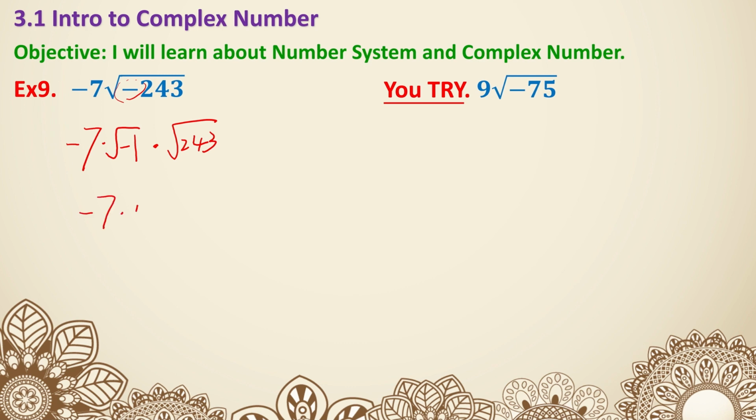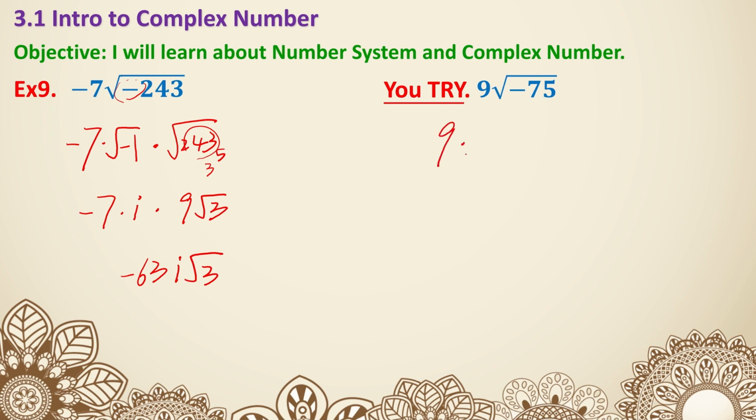So it's -7 times i, and then 243 is, let's see, 3. Well, it's a 3 times 81. So it's actually going to be 9 square root of 3, because this is 3 to the 5th power. Okay, now I can put everything together. -7 times 9 is -63. And let's put the i before the square root, then square root of 3.